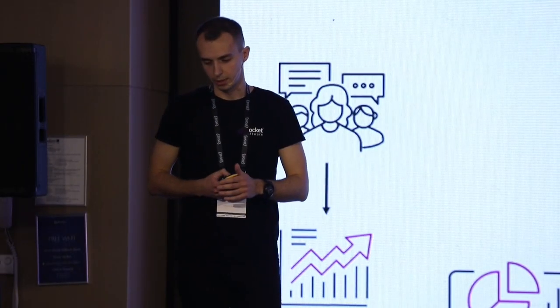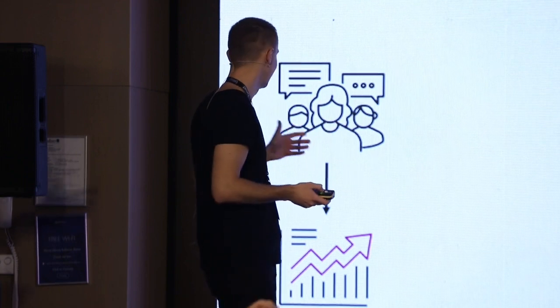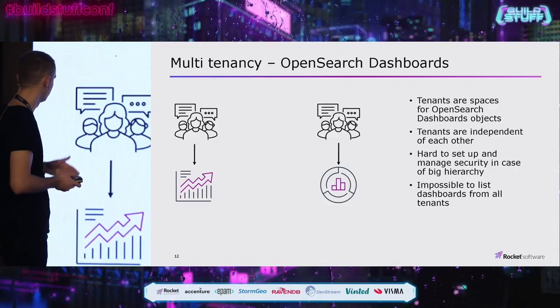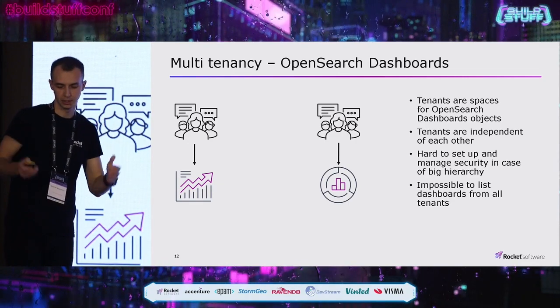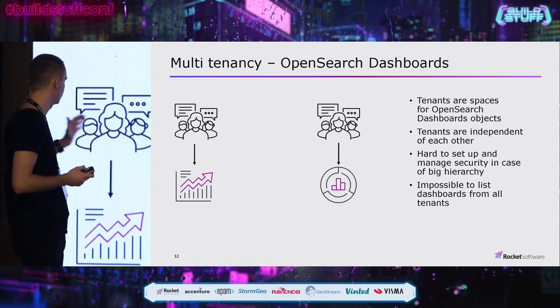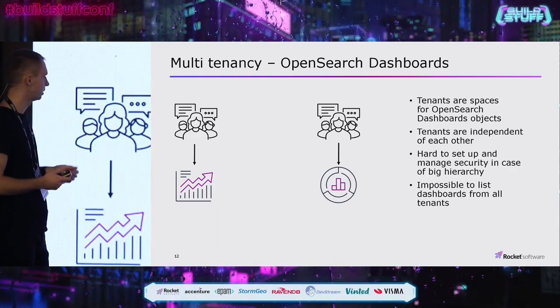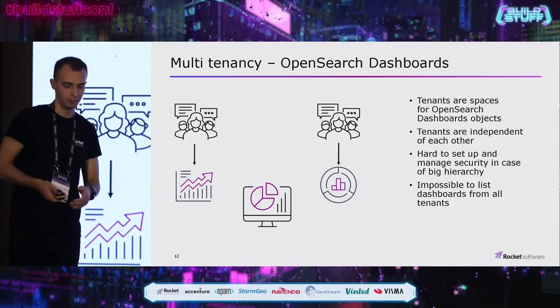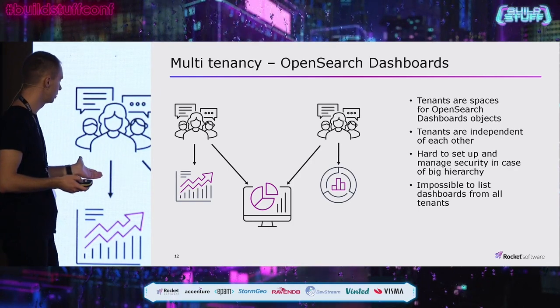For instance, it's really hard to manage security in the case of a really big team or dashboard hierarchy. So, for instance, you have two teams, and both these teams use only some specific set of dashboards that only they use. And you're good to go. You just create two separate tenants and allow each team to see theirs. And then you realize that you need a third set of dashboards that should be available to both teams. You create a third tenant and allow both teams to see it.